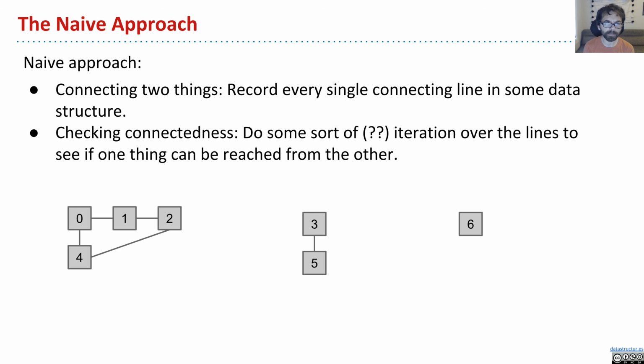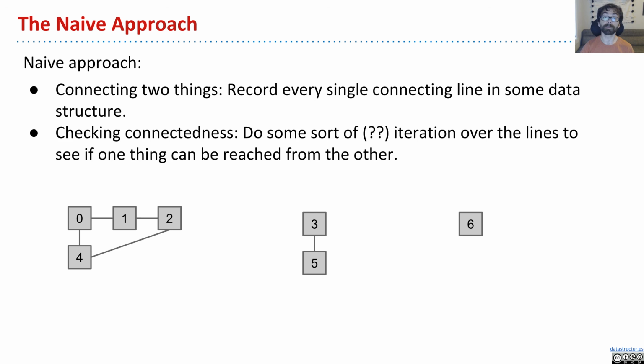In this approach, what we would do if we wanted to connect two things is we would record in some kind of data structure all the lines connecting every individual connection. And then when we called isConnected, we would do some kind of iteration over the lines. Like let's say we did isConnected 0, 5, we would do some kind of maybe recursive thing where I look at the neighbors and then do something, but I'm actually going to stop us right there. This is too much.